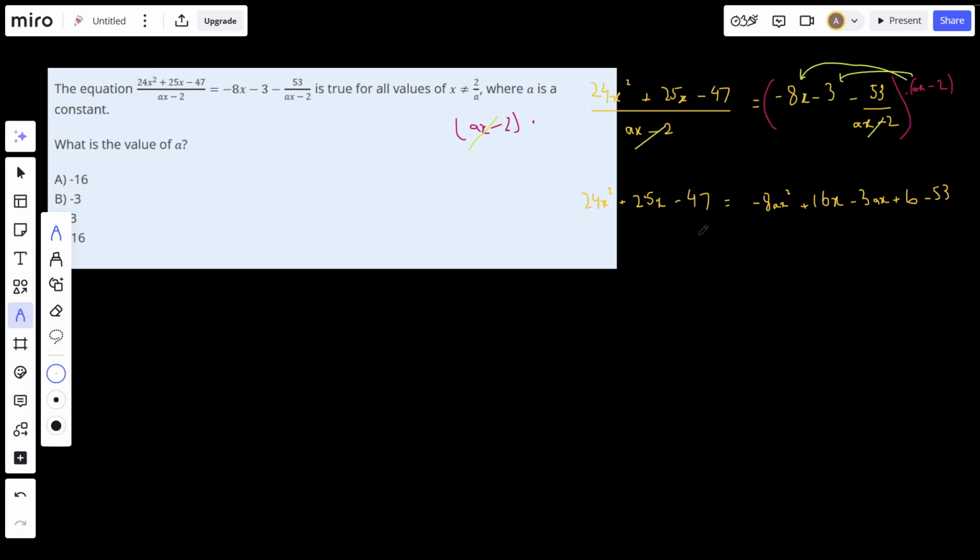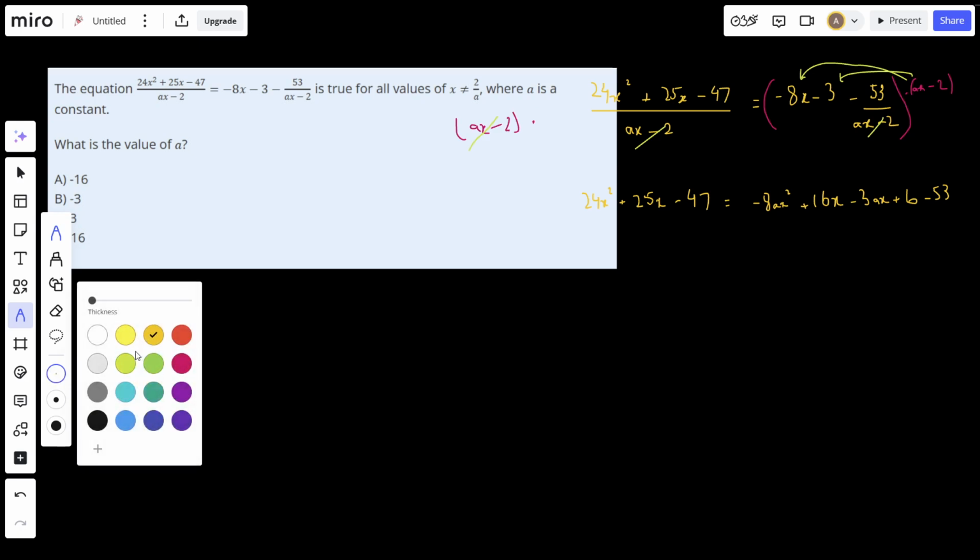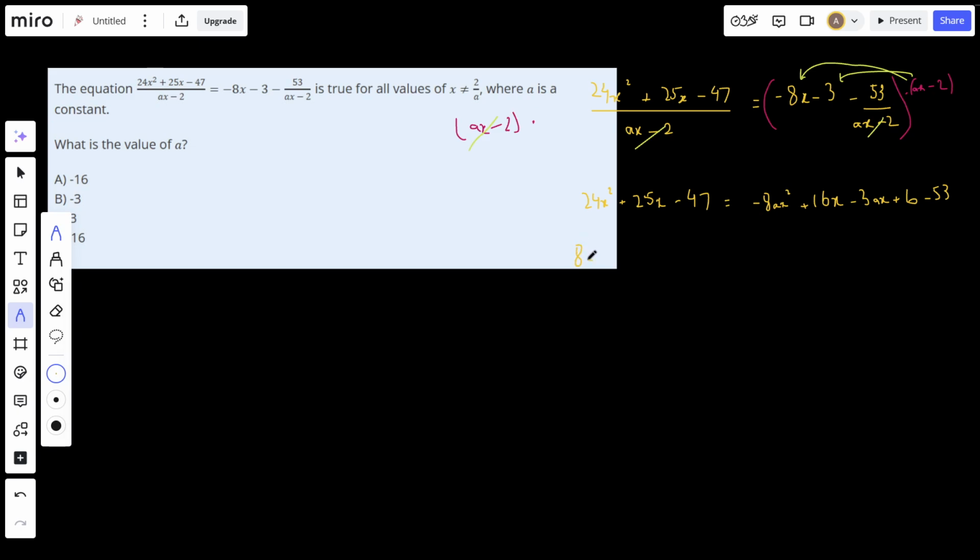So what we want to do is match all the like terms, all the terms that have the same variables involved with each other. So minus 8ax squared is the only one that has an ax squared, so we can just move it to the left hand side. So that's 8ax squared. 24x squared is also the only unit that has an x squared, so we can write it as plus 24x squared. And 25x minus 16x is plus 9x.